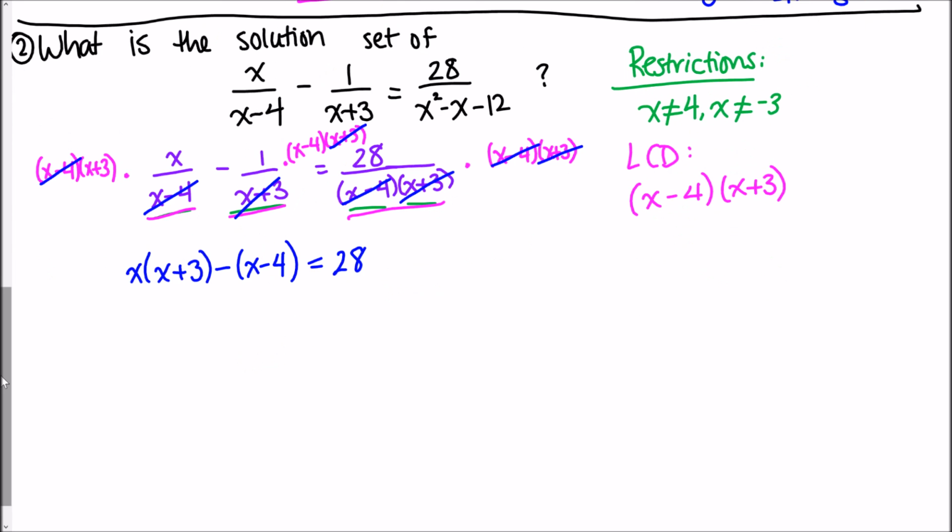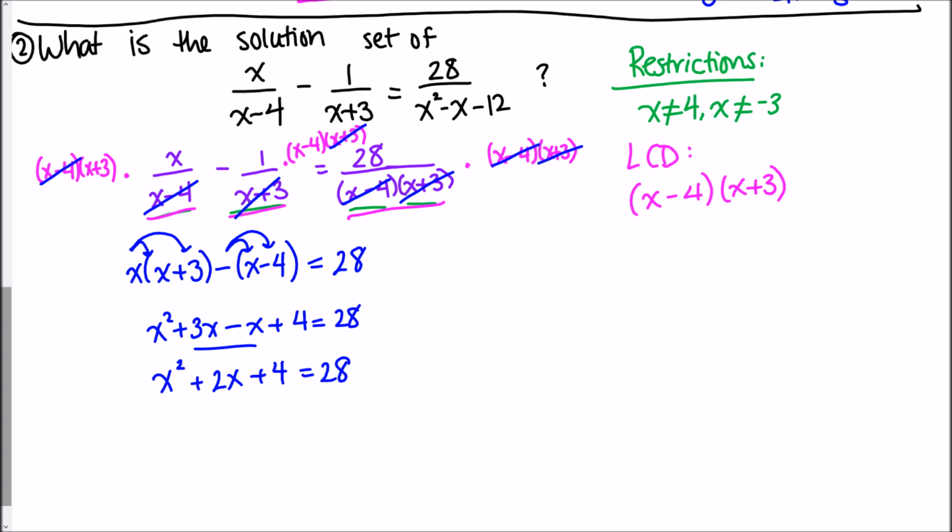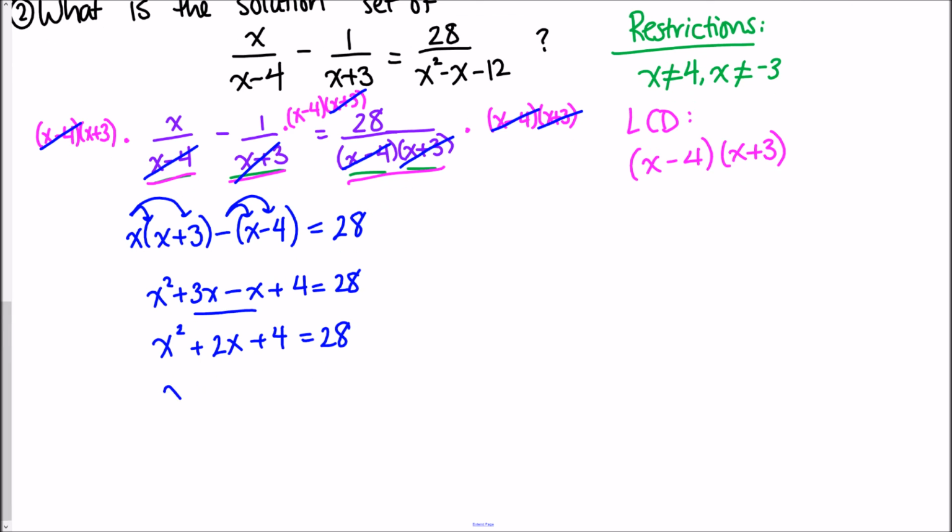Now that I've done that, all I have to do is just solve my equation that I have here. So I'm going to distribute this x, and I'm also going to distribute the negative. So I end up getting x squared plus 3x minus x plus 4 equals 28. So then when I collect my like terms right here, I get x squared plus 2x plus 4 equals 28. I want to get everything together on one side. So I'm going to subtract the 28 from both sides. So I get minus 24 over here equals 0.